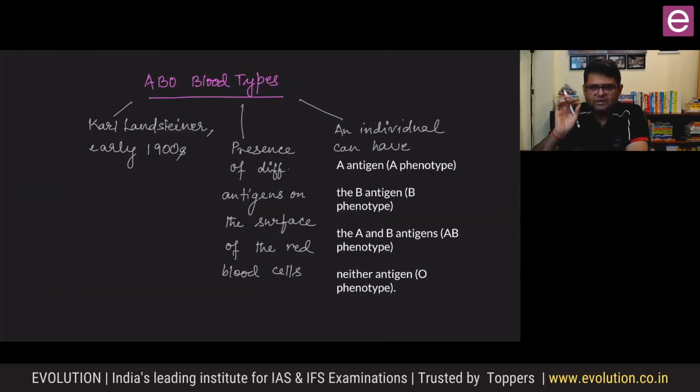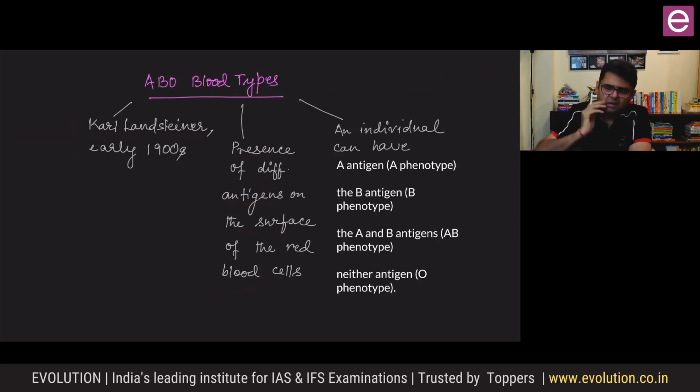First example, ABO blood types. It was discovered by Karl Landsteiner, the same Karl Landsteiner who also discovered MN blood type and RH blood type. So Karl Landsteiner's contribution to determining blood type is enormous. He noticed that there are different antigens on the surface of red blood cells.